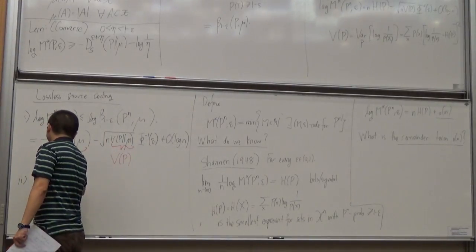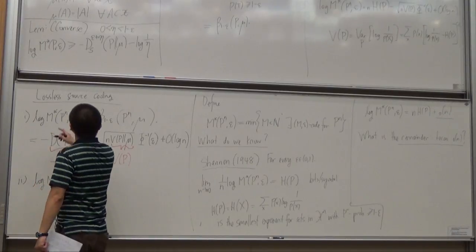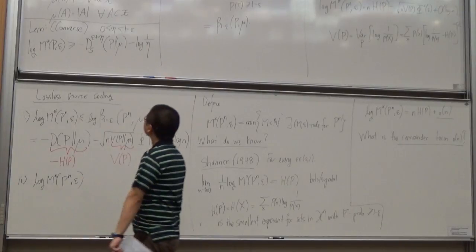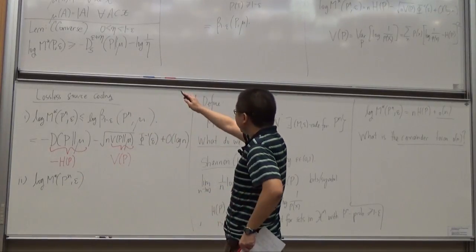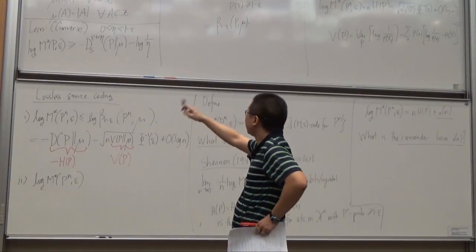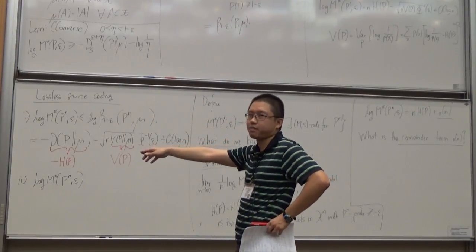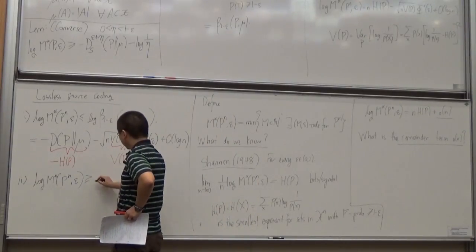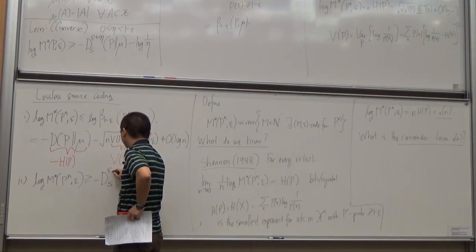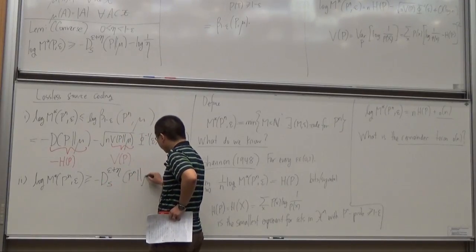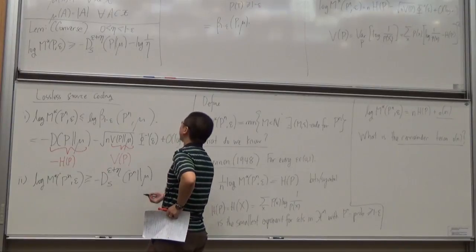So we have log of M star from the converse bound. Where's the converse bound here? P n epsilon. Right. Well, we need to expand the information spectrum divergence. And the information spectrum divergence can be expanded. We have a result for that. Just now we had a result for that. So D_S epsilon plus eta, P and mu, and log 1 over eta.